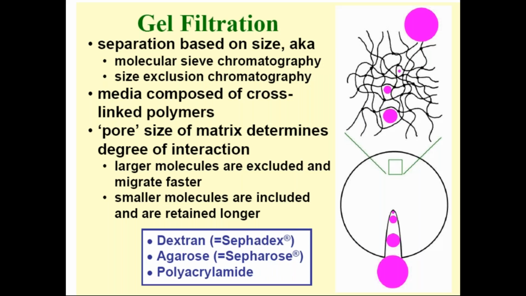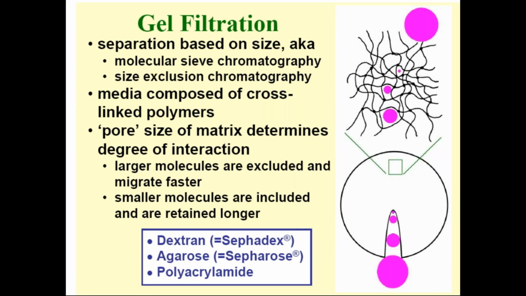Next, the separation can take place based on size, and this chromatography is known as gel filtration, size exclusion, gel permeation, all these mean the same. The stationary phase here is generally a cross-linked polymer, and this polymer has got different pore sizes. And the pore size of the stationary phase or the matrix will dictate the degree of interaction.